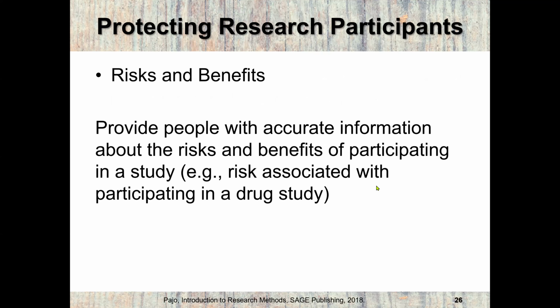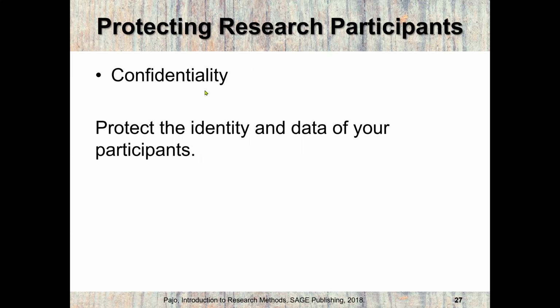The welfare of the participants is very important. The risks and benefits: provide people with accurate information about the risk and the benefit of participating in a study. So here we say an example will be risk associated with participating in a drug study. Confidentiality also, we have to address that in the research ethics.